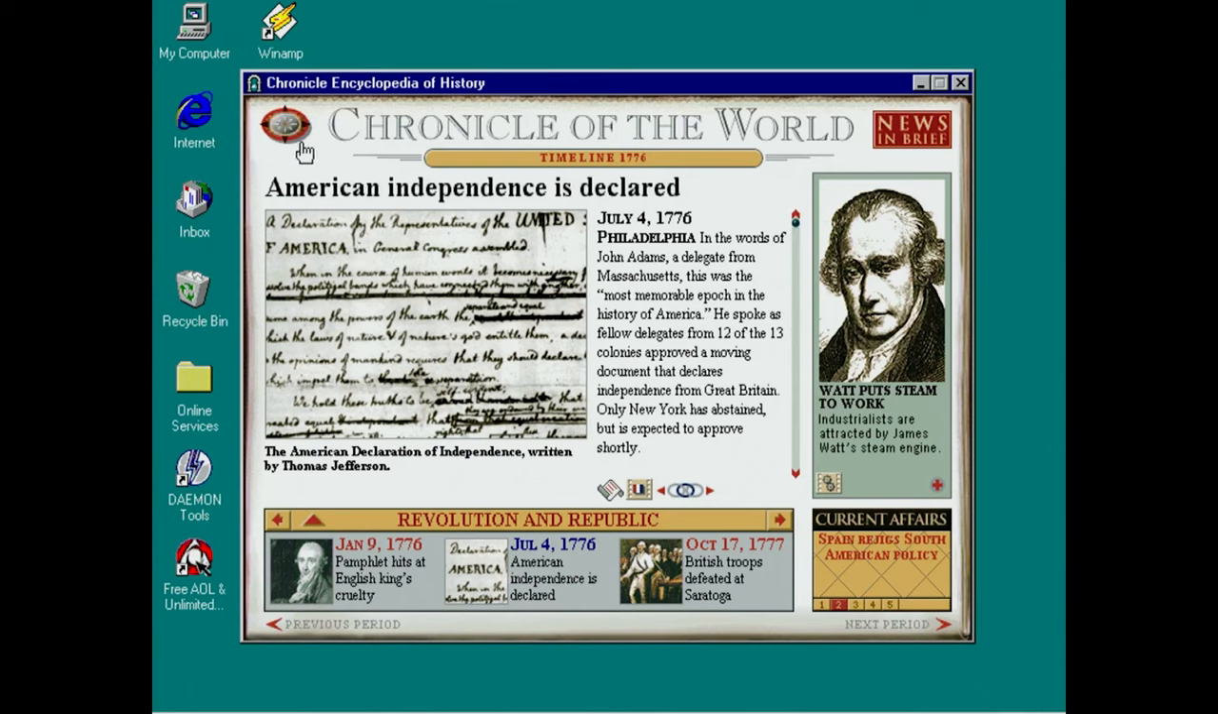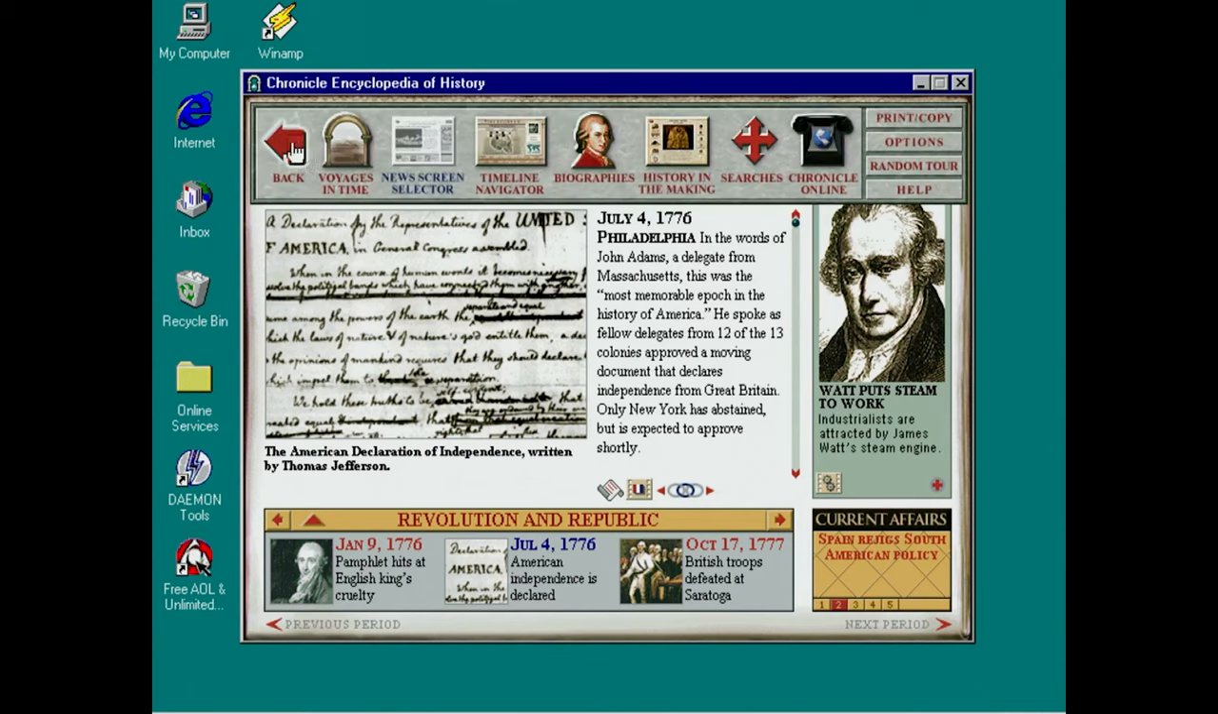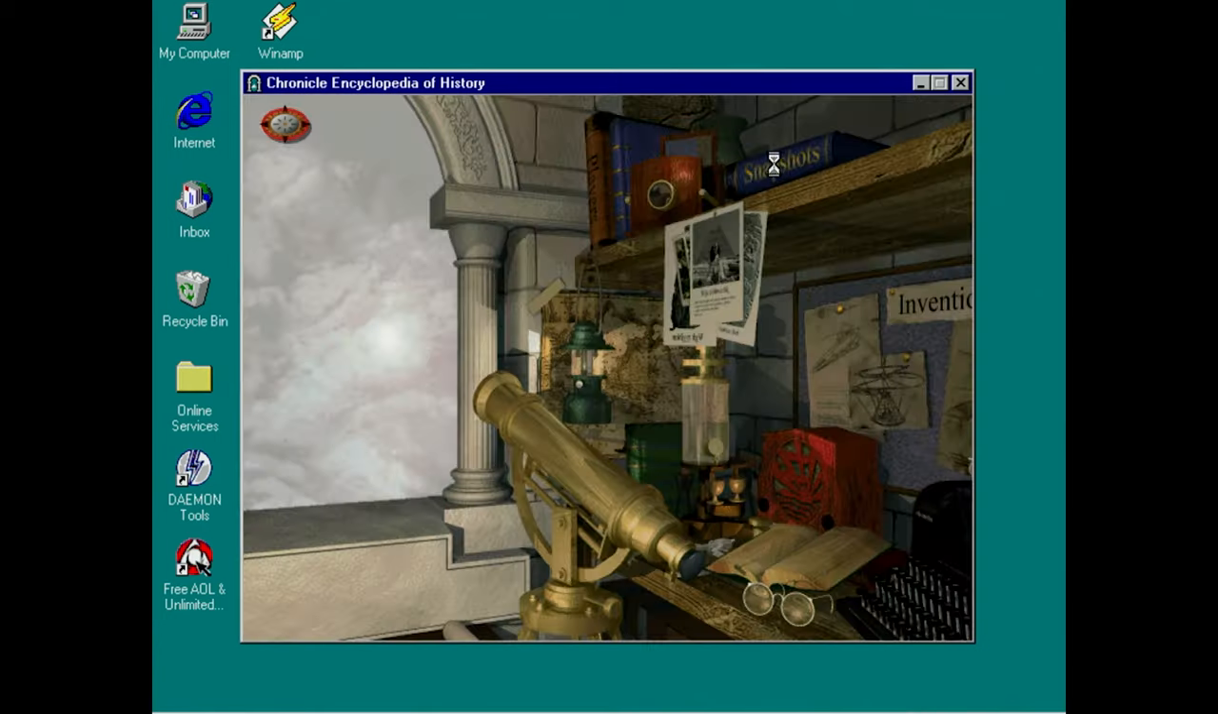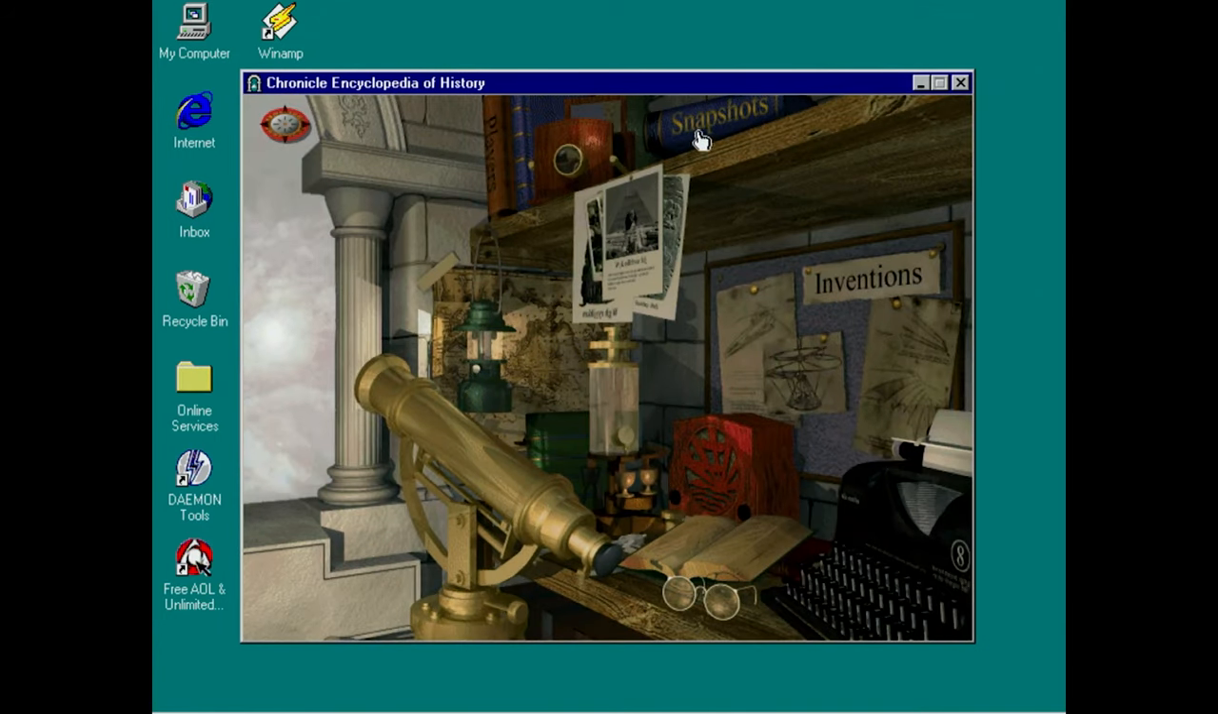Okay, so they try to make it interesting, at least. And I guess it kind of works. Snapshots. Inventions.